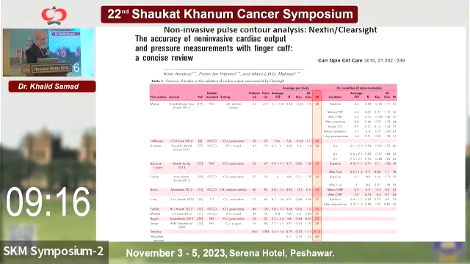If you look at the literature again, there is a lot of variation in terms of mean percentage error, from 24 to 58. And the overall conclusion is that in patients who have normal sinus rhythm, whose peripheral circulation is okay, and who are not on higher inotropes, these devices can be used reliably.